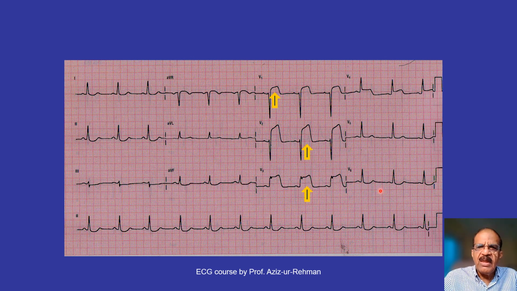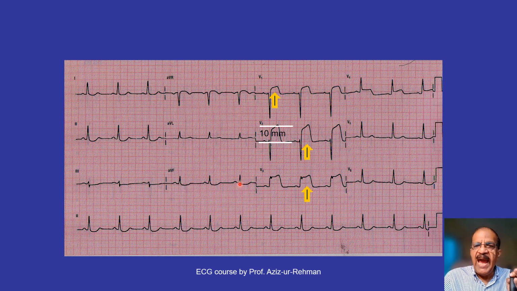So this is the hint. The arrow shows the abnormality. In V1, V2, V3, there is marked ST segment elevation. And if we measure ST segment elevation, it is on average 10 millimeter. 1 or 2 millimeter ST segment elevation in proper perspective may be significant. Here it is 10 millimeter, massive ST segment elevation.